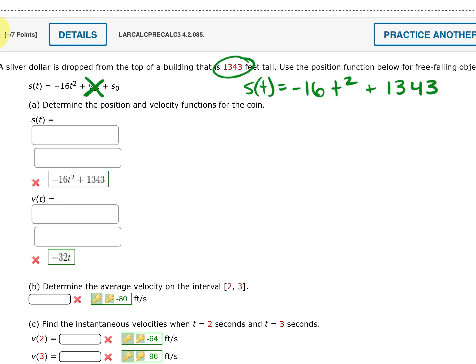Determine the position and velocity functions for the coin. So here is our position function. This is the answer to A, just asking for the equation. How would we find the velocity function, v of t? What would we do? Take the derivative. The velocity is the derivative of the position, so we just take the derivative. What would our derivative be? Negative 32t.